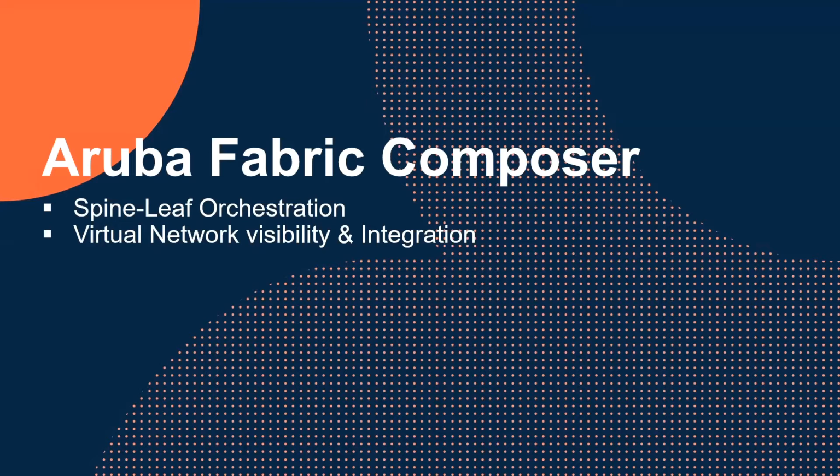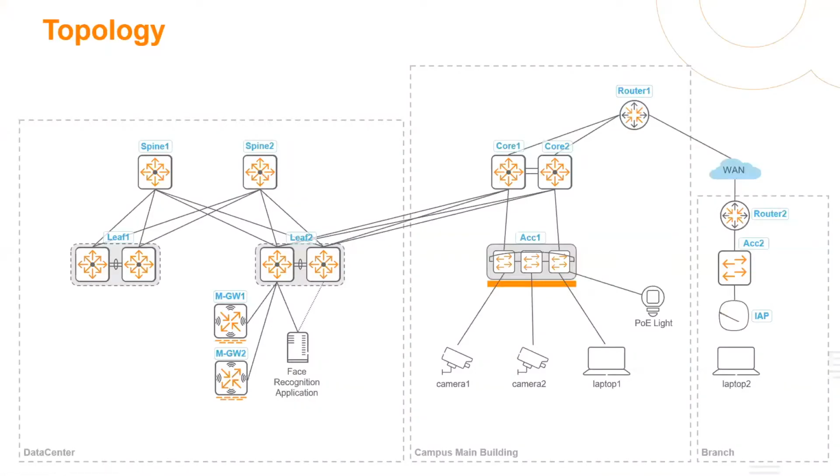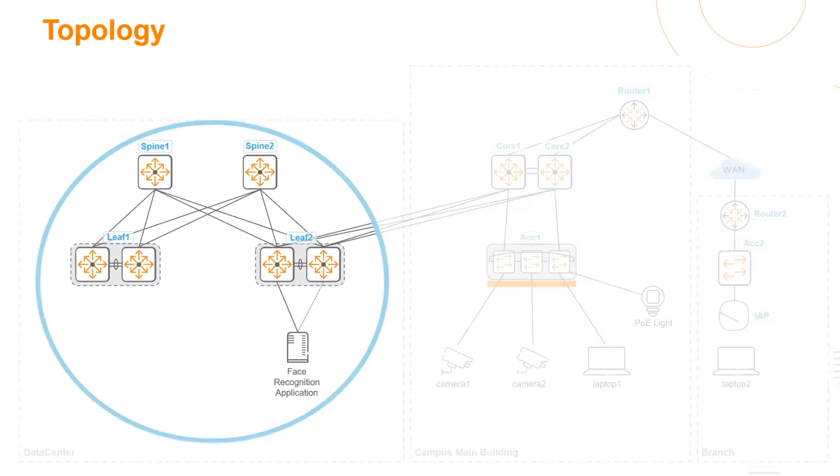So I think Steve's got a diagram that we can show up next of what we're going to do. And in this diagram, we're just focusing on the spine and leaf on the left, and we have a facial recognition application that's on this leaf too that you can see. So this is where we're going to be focusing in on for this part of the segment.